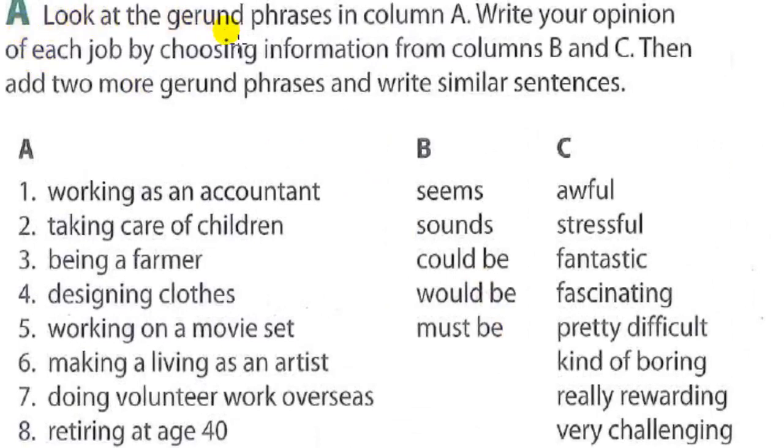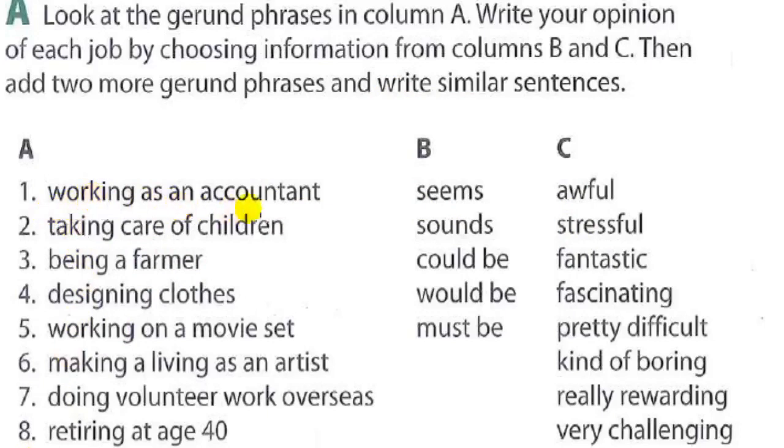Now A. Look at the gerund phrases in column A. In column A, we have phrases with verb plus ing. Write your opinion of each job by choosing information from column B and C. Match A with B and C. Then add two more gerund phrases and write similar sentences. So in this exercise, number 1, you match the sentences. Number 2, you will write in number 9 and 10 two sentences by yourself.